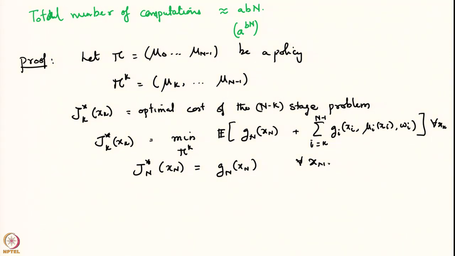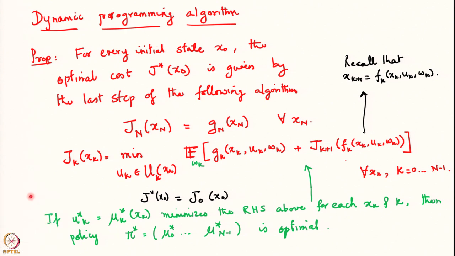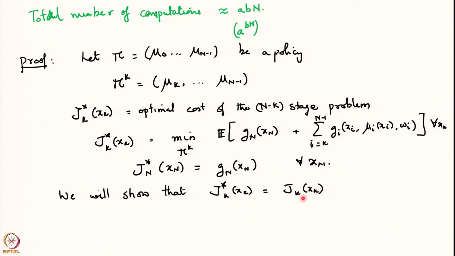Now, what we will do is we will show that j star k of x k is actually equal to j k of x k. What is j k? Well, j k are the sequence of functions that are coming from our algorithm. What we will show is that these functions are nothing but the optimal cost of the n minus k stage problem. And we will argue this by induction.